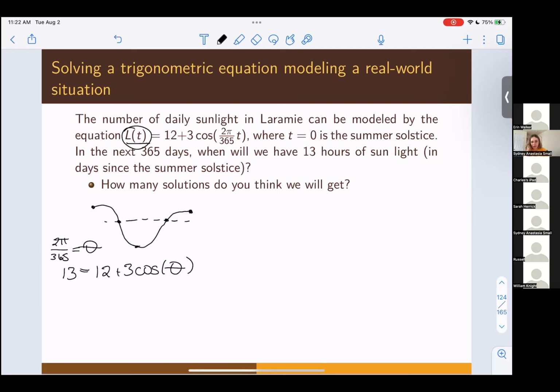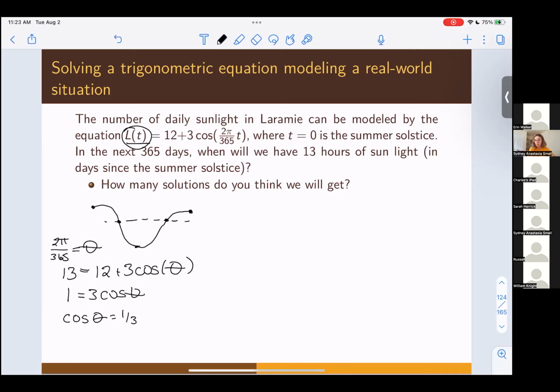So let's solve for theta. Subtract a 12 from both sides. 1 equals 3 cosine of theta. So cosine of theta is equal to 1/3. Now, at this point in our previous unit, you would say, okay, I want to think about what angles theta on my unit circle have an x coordinate of 1/3. Well, unfortunately, there are no nice angles on our unit circle with an x coordinate of 1/3. Convenient how that works sometimes.